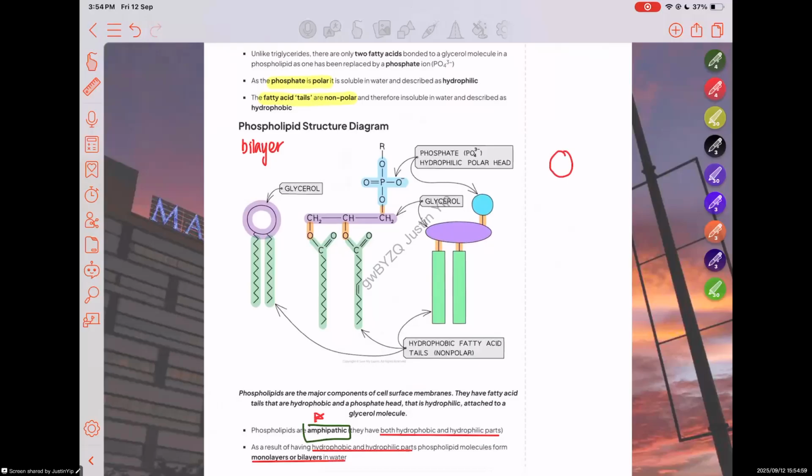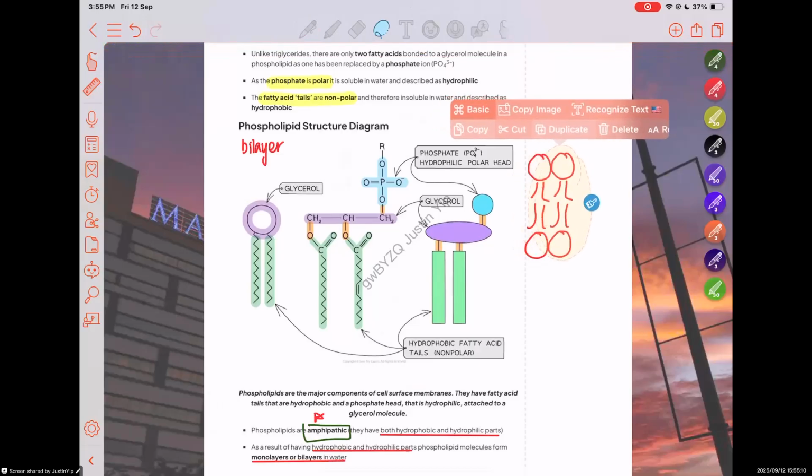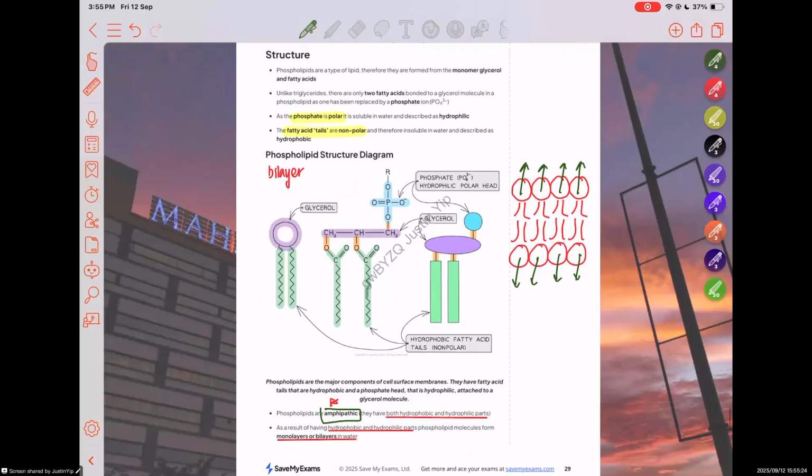So imagine this is the head, this is the tail. Then you will have a tail here and the head. This one you'll learn in the new chapter. So you see, I keep on multiplying, you will see the difference here. The head is towards the outside, while the tail is inside. So this is what we call the phospholipid bilayer structure.